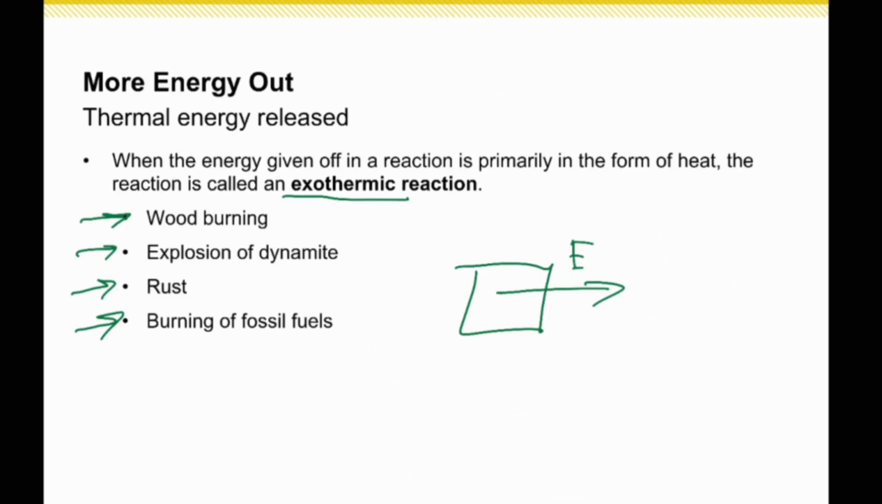Rust, that's a very slow process. You might not realize it, but that also creates heat. If you were to condense the process of rust into a very short time frame, you'd be able to measure that. But since it's a very slow process, we can't. Burning of fossil fuels, burning of anything, we know that the energy is leaving. So those are all exothermic reactions where the energy is leaving the system.